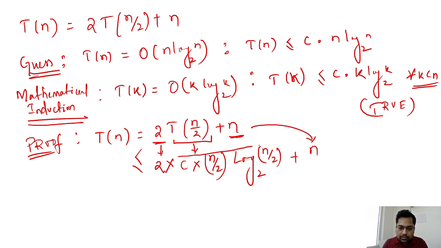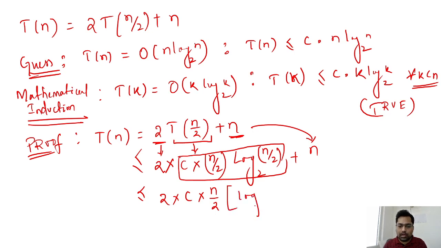Now you have to expand only this one. The second one will be 2 into c into n by 2, log, I expanded this log, n minus log 2 base 2, plus n.